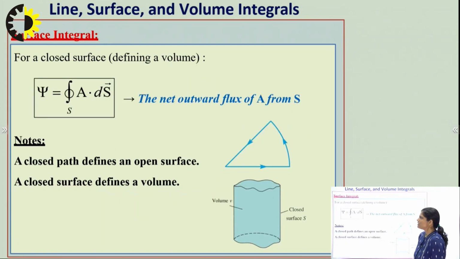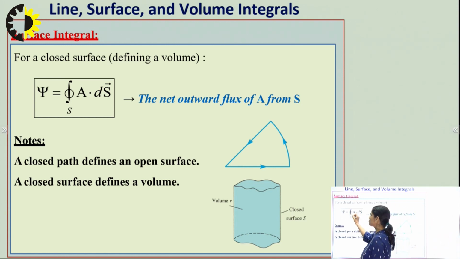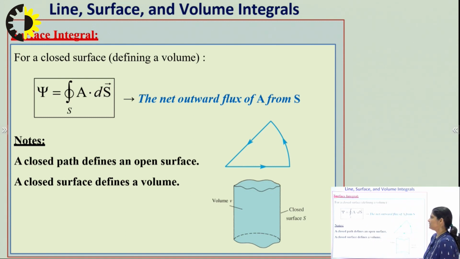Now the surface integral for a closed surface. For a closed surface, you can change the integration part and draw it like this. This is your closed surface. Now A dot ds: you can represent flux in the case of a closed surface the same way, only the integration sign differs. A closed path defines an open surface. Let it be, you have a path like this, and this is your open surface, and you have a surface in the form of a closed volume, that is your closed surface.